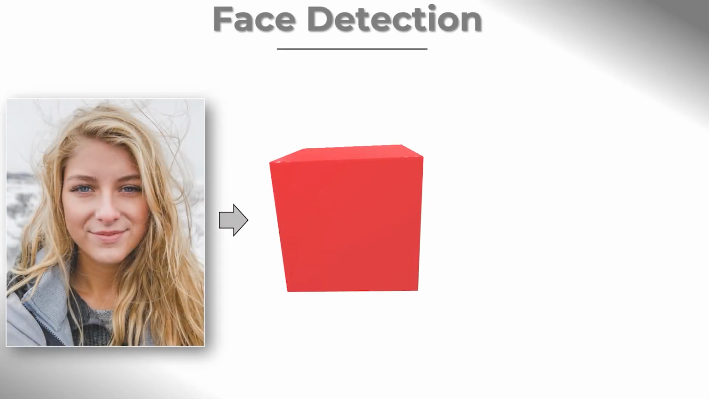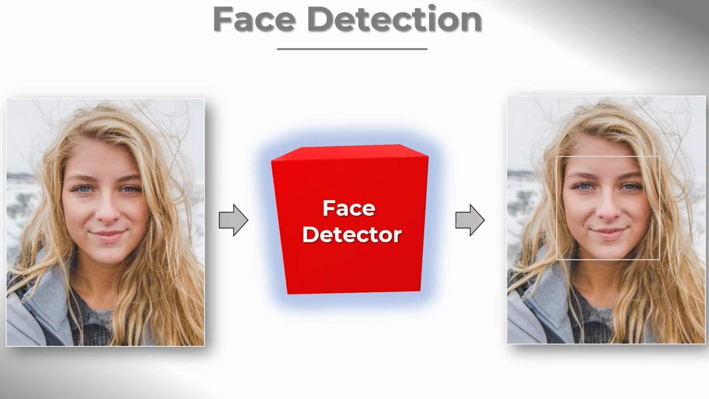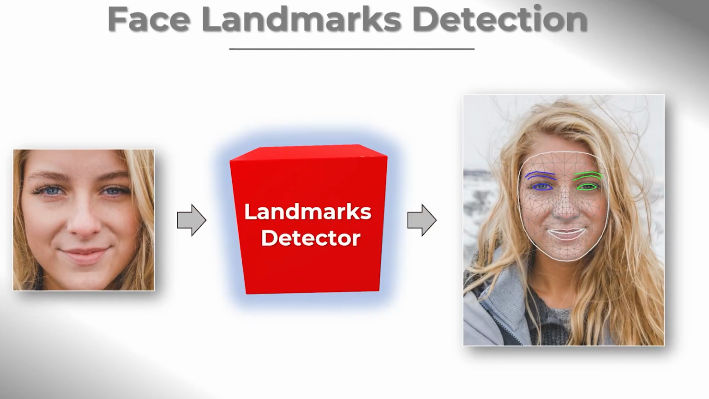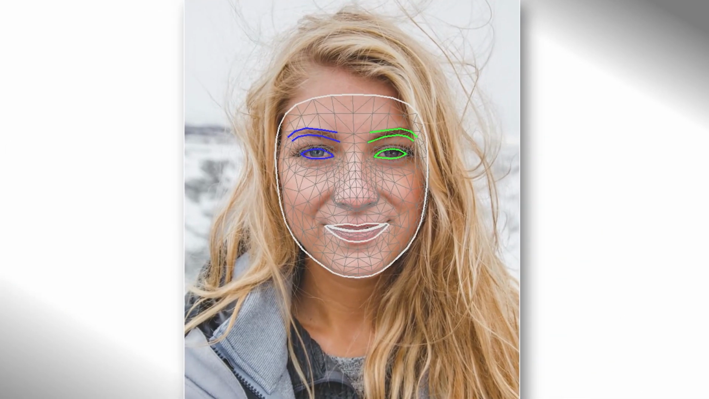Here's how this looks. With the face detector, you pass in an image and you get a cropped face out of it. And then you take that cropped face and pass it to a facial landmark detection model. Then this landmark detection model gives you all the coordinates or all the key points inside that face. And this is what you get.